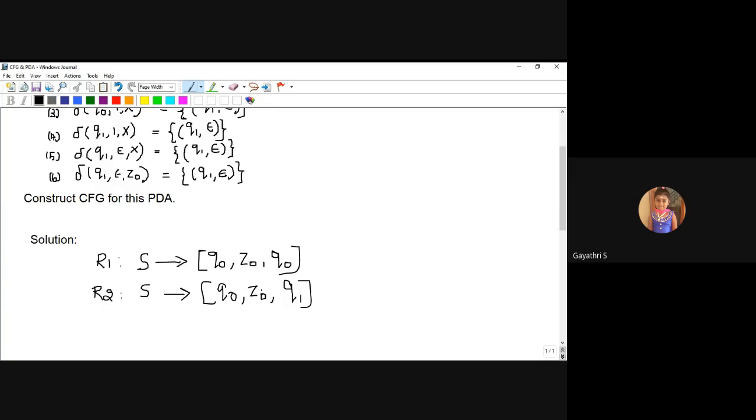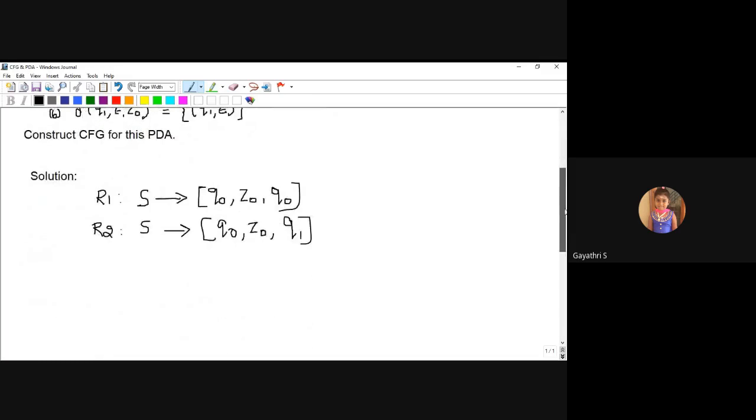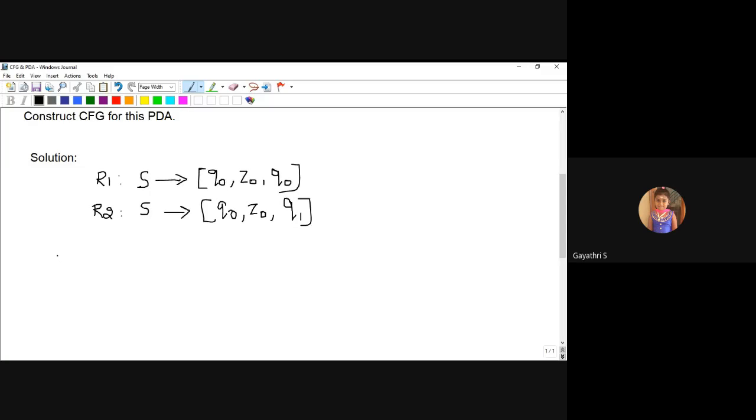Before writing the rules for every mapping, you have to write initial rules for all problems like this, pushdown automata to context-free grammar. That is step one: you have to write some initial rules. These two are the initial rules for this problem. So next, I have to write the corresponding rules for the first mapping, the first production, the rules for mapping one.